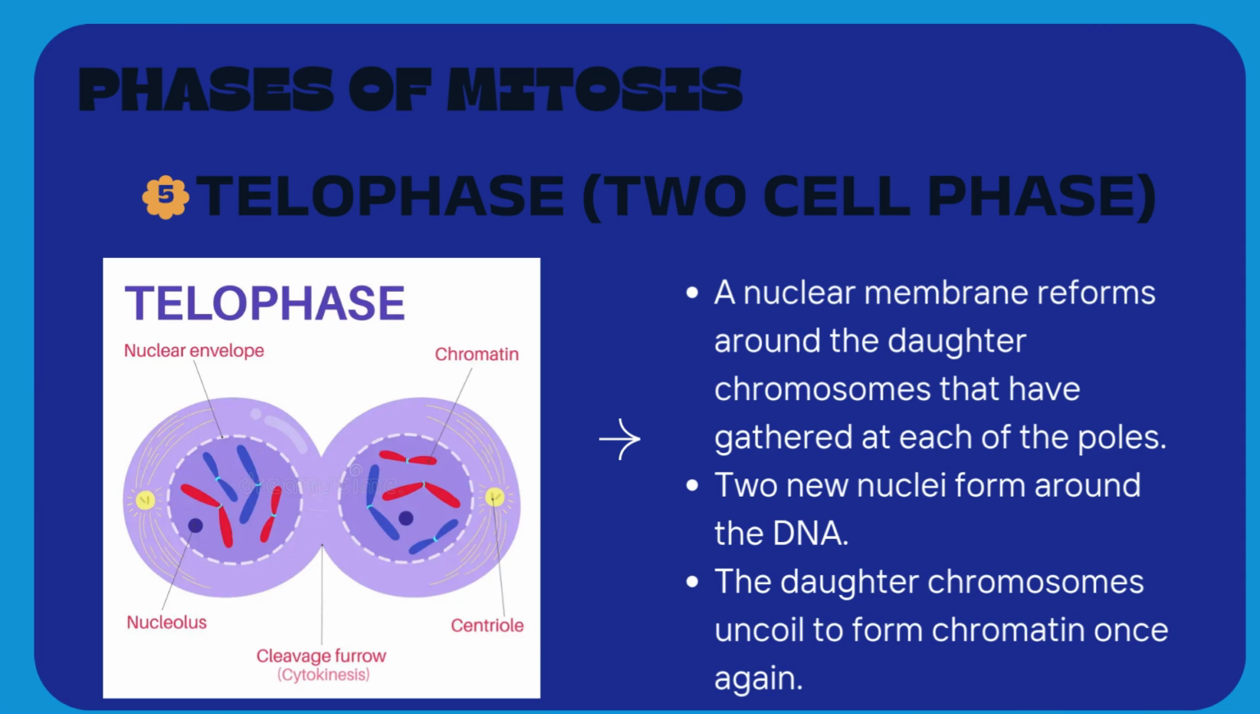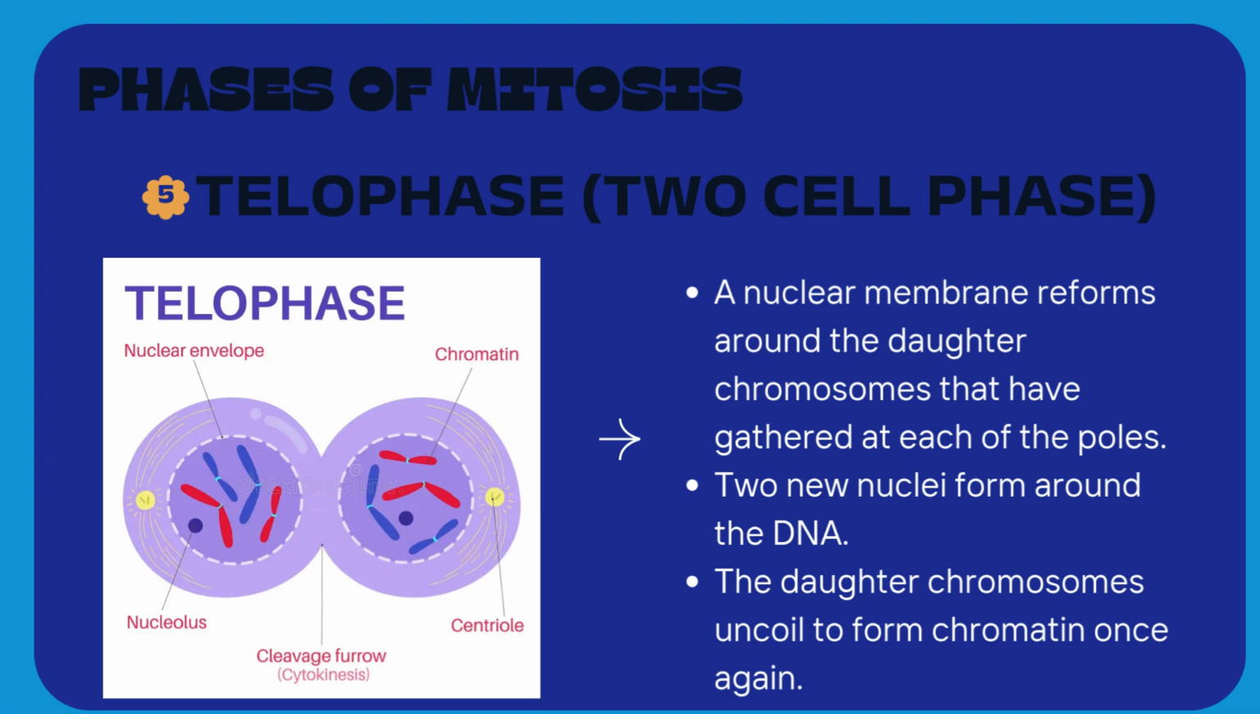So now we move on to the next phase, the telophase. What happens in the telophase? Telophase. Now we're going to have 2 new nuclei. A nuclear membrane reforms around the daughter chromosomes or the chromatids. So remember, we got one at the top, one at the bottom. So that means 2 nuclear membranes are forming that are now gathered at each pole.